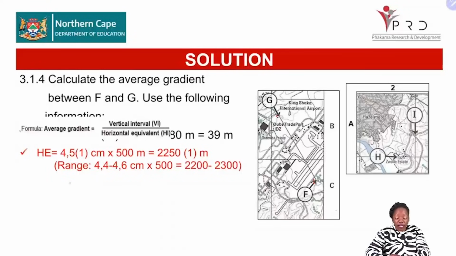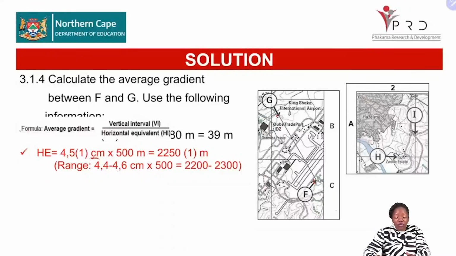There is a range between 4.4 to 4.6. It means if you got 4.4, you are still correct, 4.5, you are still correct, and 4.6, you are still correct. We measure with centimeters, and then we need to convert it either into meters or kilometers. The gradient is always calculated in meters. So now we need to convert these centimeters into meters.